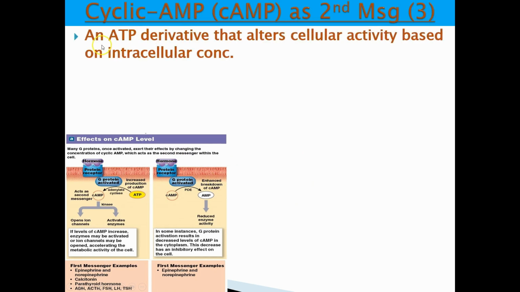All right, so cyclic AMP is an ATP derivative. AMP is adenosine monophosphate. ATP is adenosine triphosphate. So clearly they're linked, so it's a derivative. And it's going to alter cellular activity, again, based on intracellular concentration. So the higher the cAMP levels, the more responsive the cell is. Again, you probably should take this note: the higher the intracellular concentration of cAMP, the more responsive the cell is.